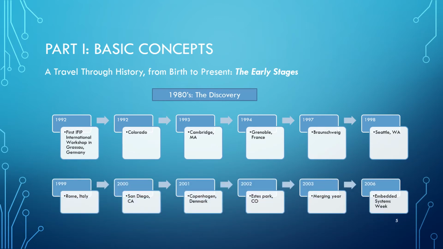It also continued to flow in Italy, San Diego, Denmark, Estes Park, and finally in 2003, CODES became the International Conference on Hardware-Software Co-Design and System Synthesis, as a merger with the IEEE International Symposium on System Synthesis. Since then, it has been the major yearly conference event worldwide focusing on all issues of hardware and software co-design. Since 2006, this important event has been organized under the direction of the Embedded Systems Week, also known as ES Week, with other major conferences such as EMSOFT and CASES.